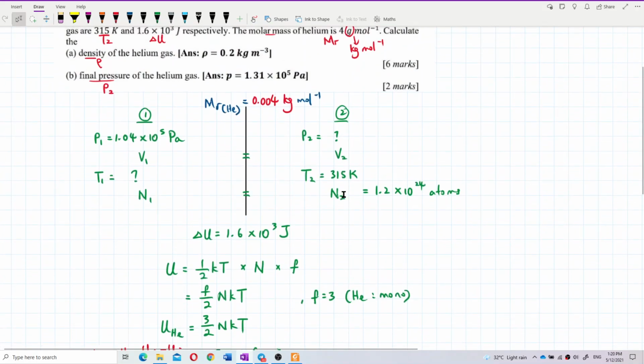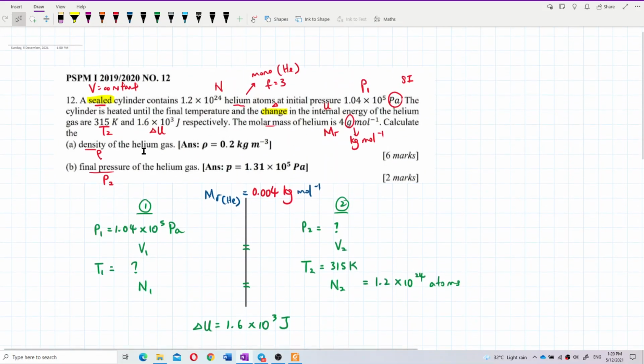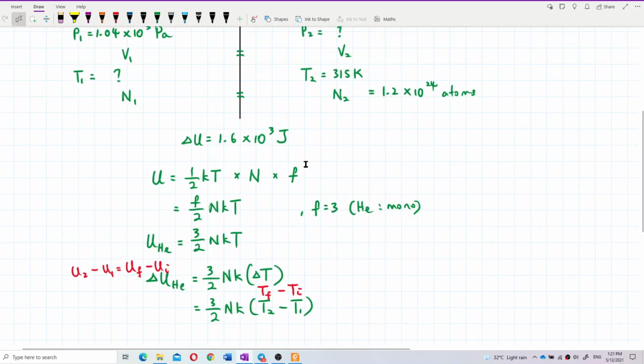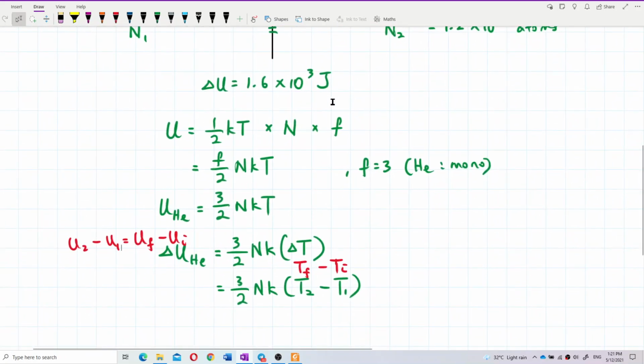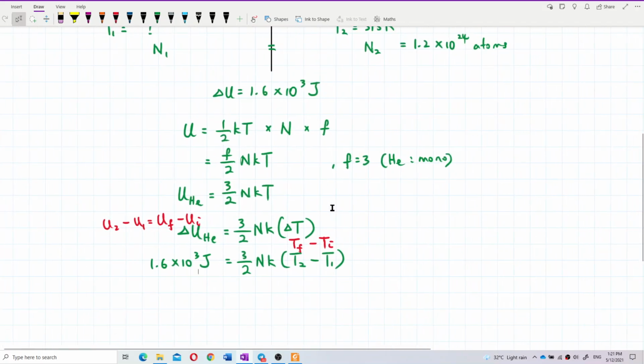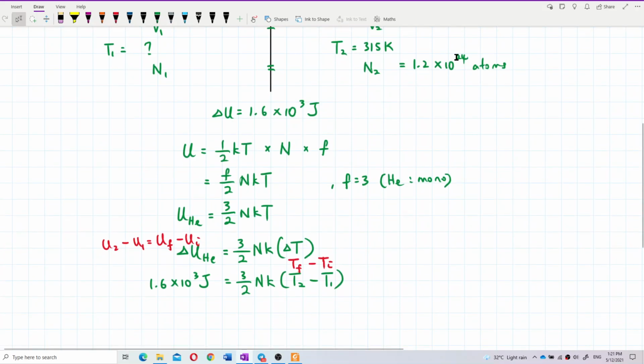What's next? Okay. So we got the change of internal energy already just now. It gives us 1.6 × 10^3 joule, right? So we can put in this value. 1.6 × 10^3 joule, the change of internal energy of helium. And then the number of atoms, we got the total atoms, which is 1.2 × 10^24.